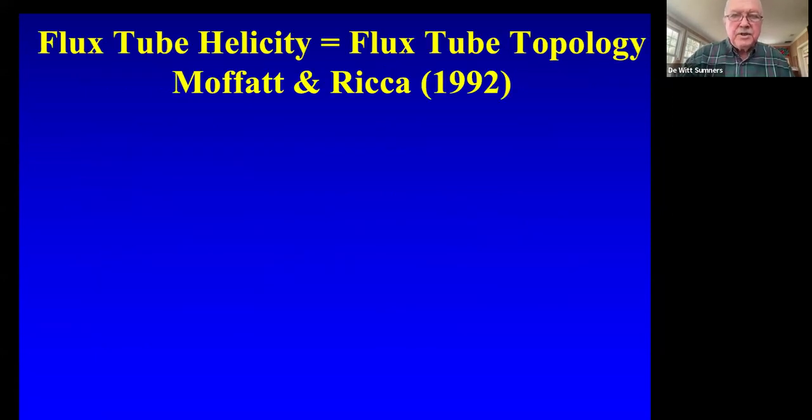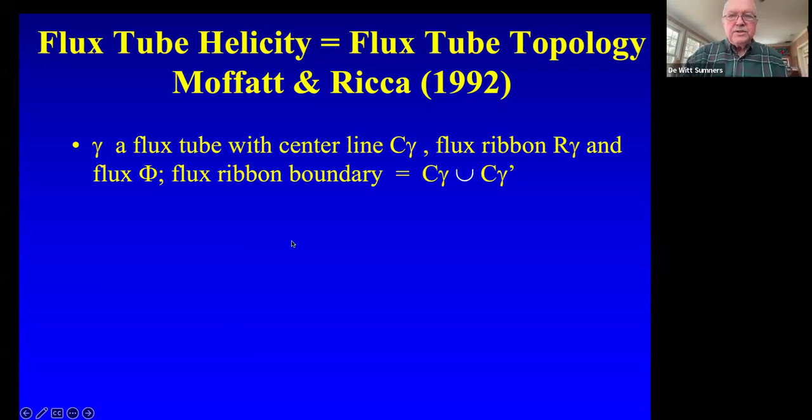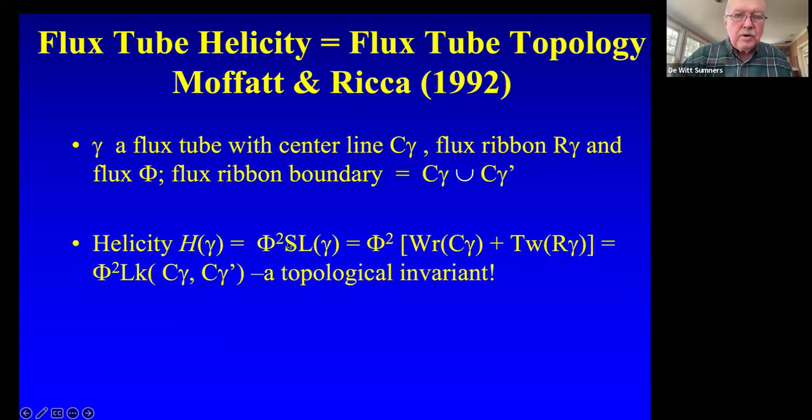But fortunately for us topologists, Moffatt and Ricca have a solution to what is the topological meaning of this. If you have gamma, a flux tube with center line C gamma and flux ribbons R gamma, the flux ribbon has boundary C gamma union C gamma prime, the center line and this push off. The helicity, according to Moffatt and Ricca, is the flux phi squared times the self-linking number of gamma, which is the writhe plus the twist, as I said before, the Calugareanu-White theorem. And it's a topological invariant. So that is the helicity of a single flux tube.